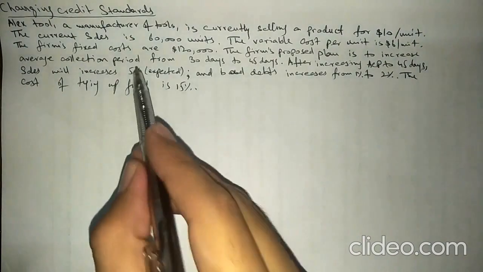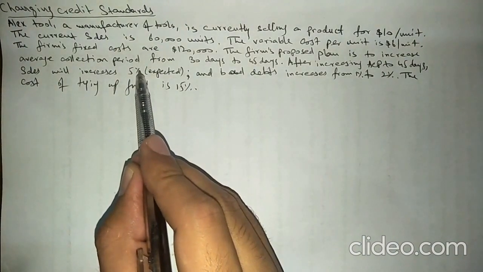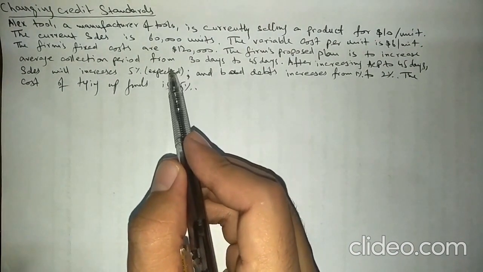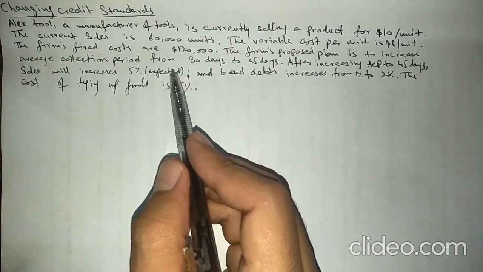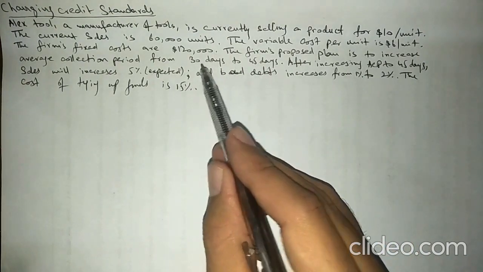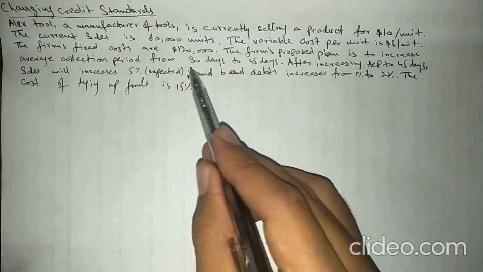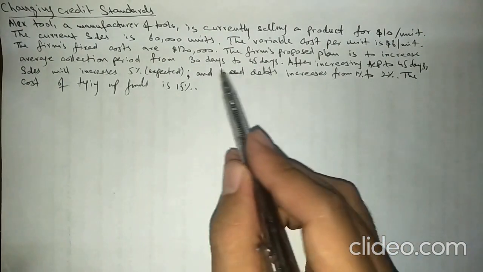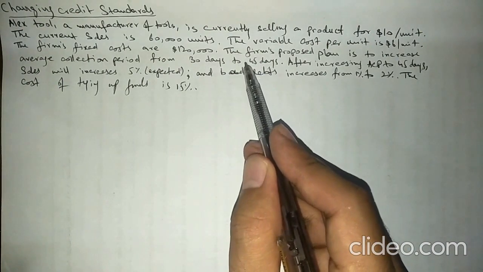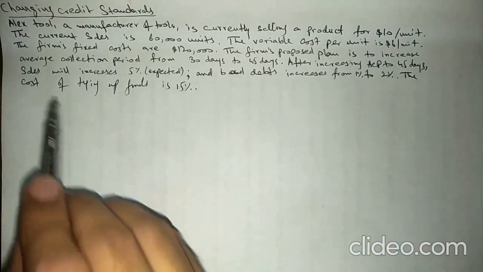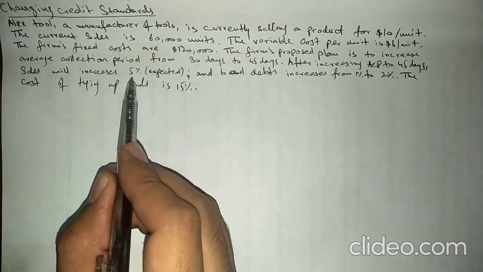It means that currently the average collection period of the company is 30 days, but the company wants to increase it from 30 days to 45 days. They want to change their credit standard. Currently their target is to collect accounts receivable within 30 days, but they want to increase this to 45 days. And after increasing the average collection period to 45 days, sales will increase 5%.